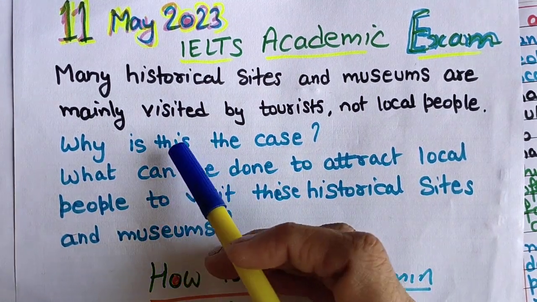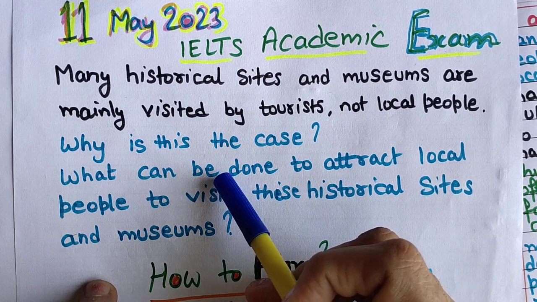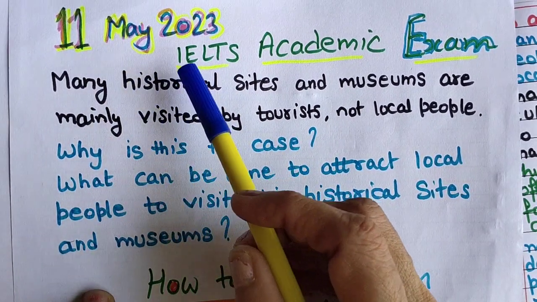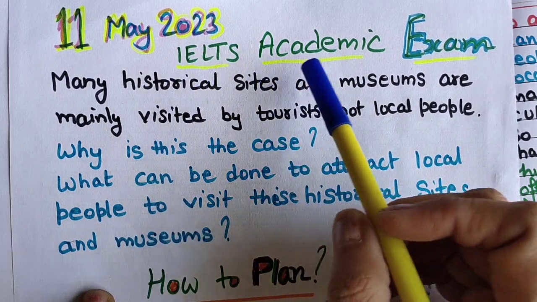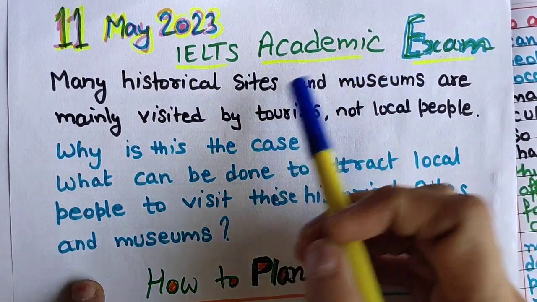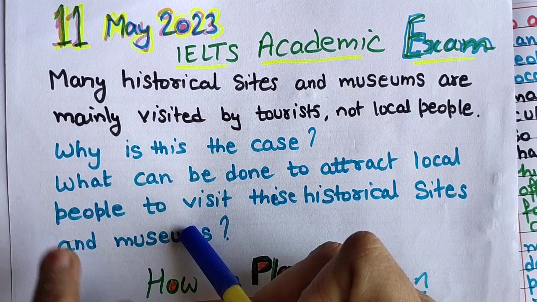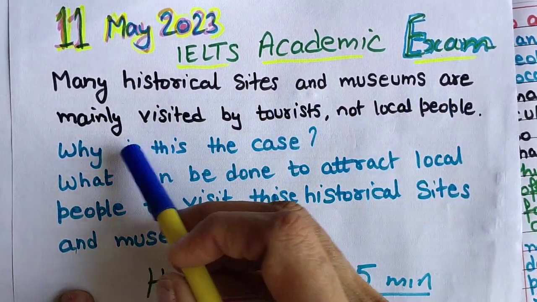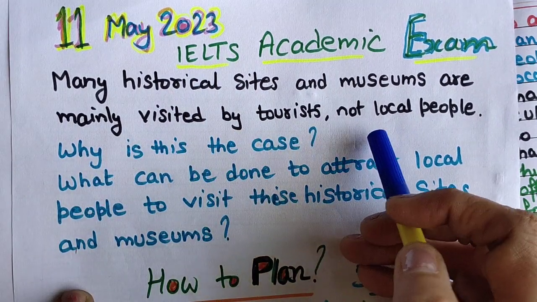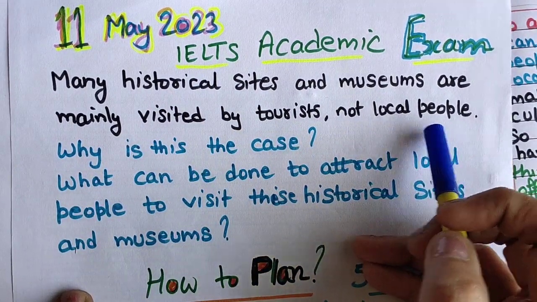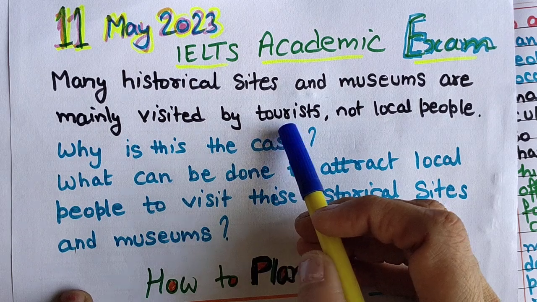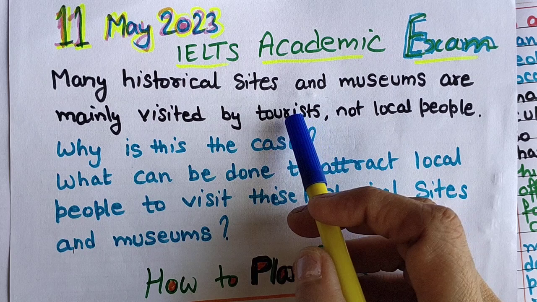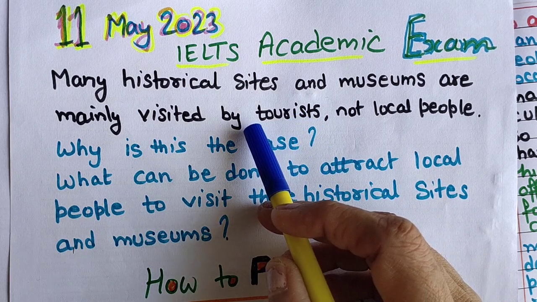So here I am going to discuss this question statement, IELTS Writing Task 2, that was part of the 11th May 2023 IELTS academic exam. Okay, so let's do this question statement. Many historical sites and museums are mainly visited by tourists and not local people. So actually this is true. Local people usually don't prefer to visit museums and historical buildings again and again.